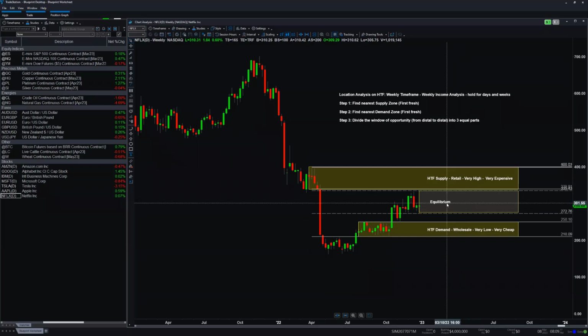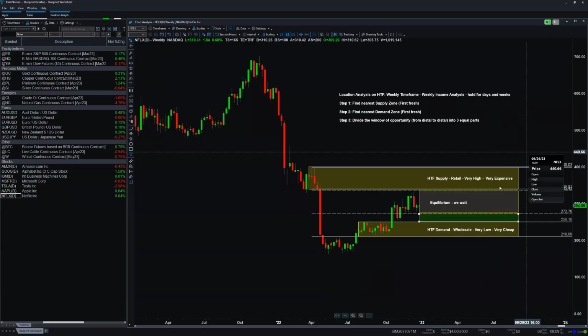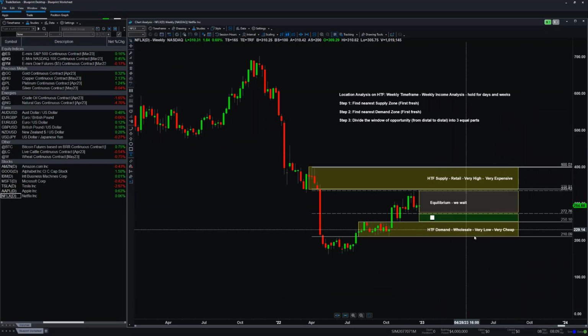So within here, what are we going to do in terms of price? Well, price is neutral. It's not expensive. It's not cheap. It's neutral. We don't participate. We wait. If we look below price, from here to here, price is going to be cheap or low.